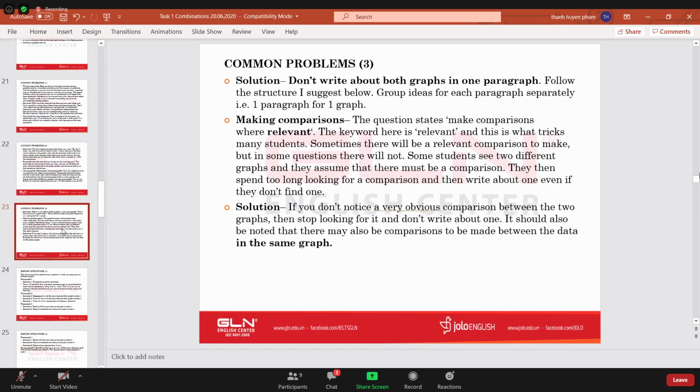So it is unusual in combination diagrams for the two diagrams to be directly compared. It's very unusual for that to happen. I have seen a few examples in the last few years, but it doesn't happen very often. So if you don't notice a very obvious comparison between the two graphs, then stop looking for it and don't write about one. It should also be noted that there may also be comparisons to be made between the data in the same graph.